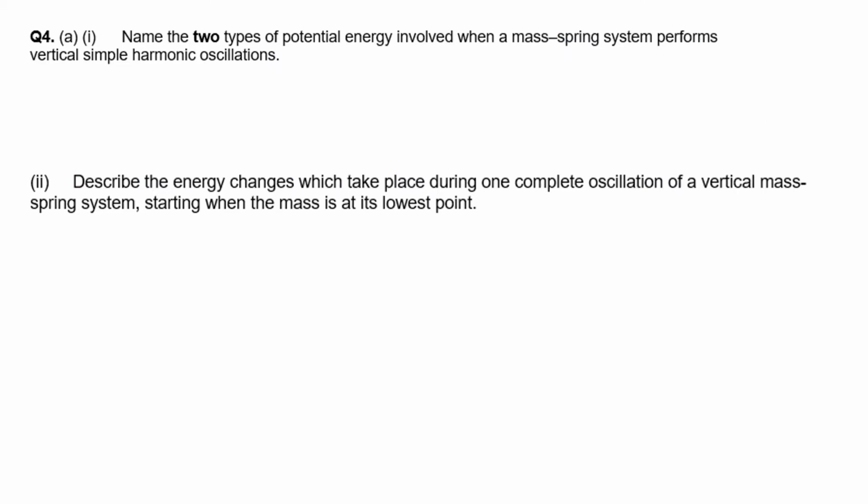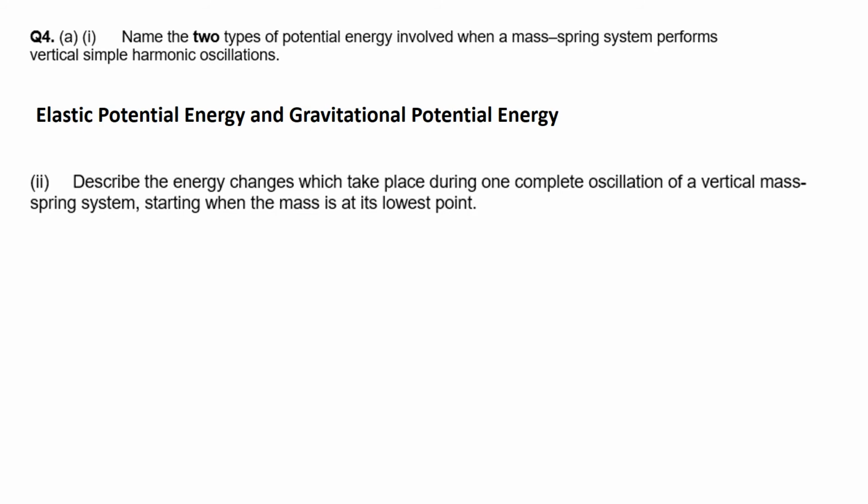So we've got a mass spring system in vertical simple harmonic motion, and it wants to know the two types of potential energy. Pretty easy to start off with: elastic potential energy and gravitational potential energy. A few people for some reason wrote kinetic energy here, which is worrying because you haven't read the question, but pretty much that was fine. And the next question wants the energy changes during one complete oscillation. That costs a lot of people because they didn't read it carefully.